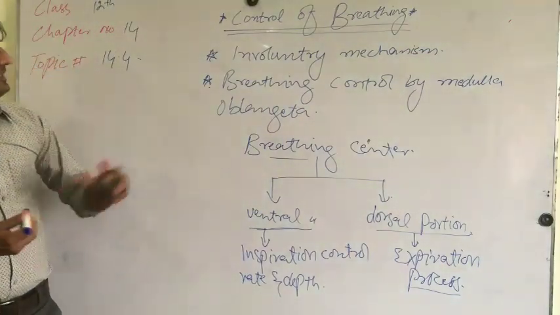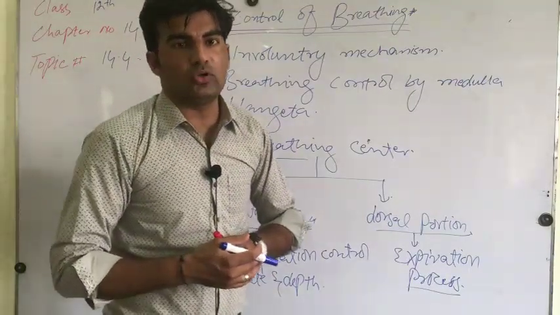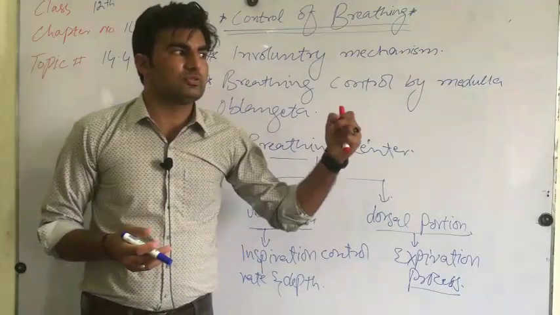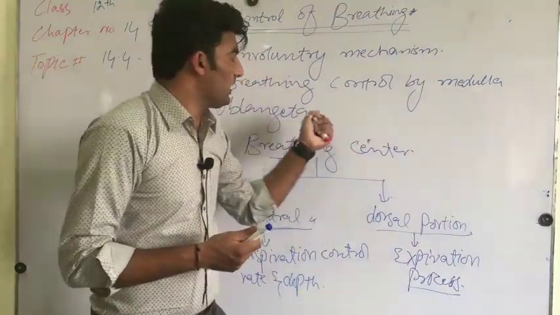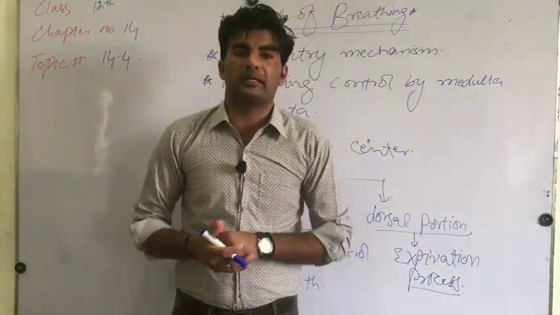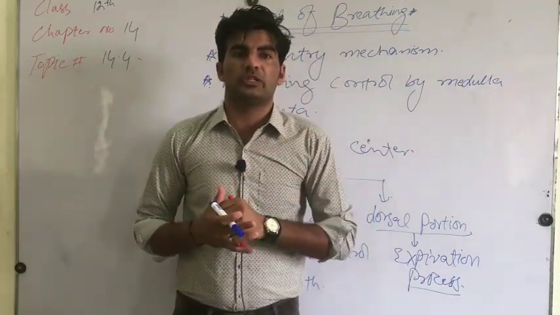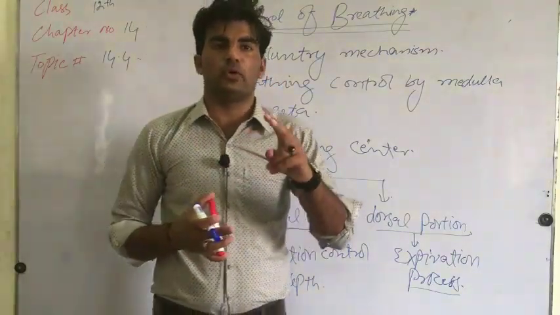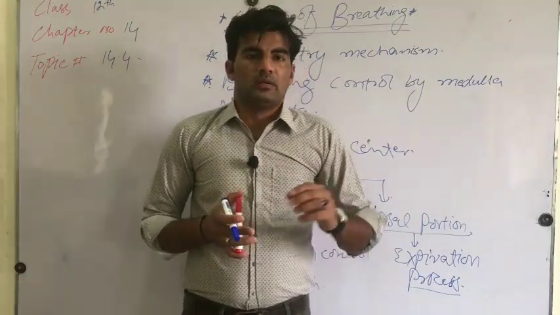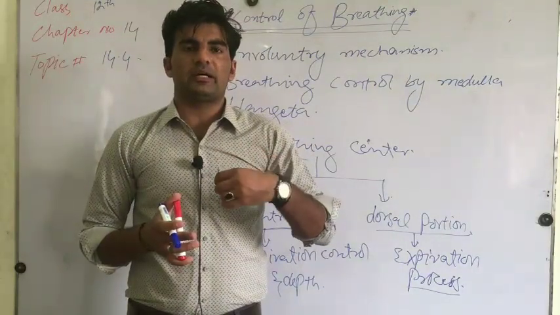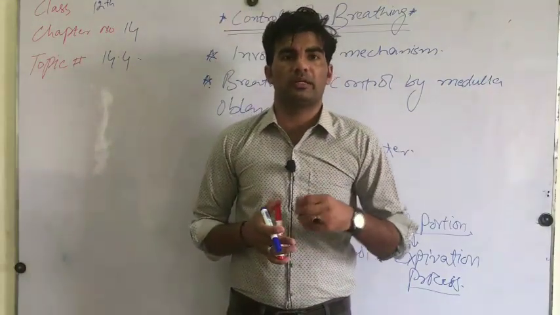The breathing mechanism is controlled by a portion of the hindbrain known as the medulla oblongata. The medulla oblongata has a portion known as the breathing center. That portion further consists of two portions: one is the ventral portion, and the other is the dorsal portion. The ventral portion is responsible for the inspiration of gases. It controls the rate and depth of the air which is inhaled from the outer environment into the lungs.